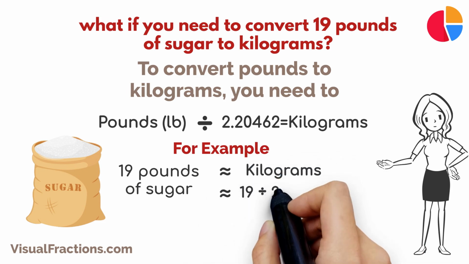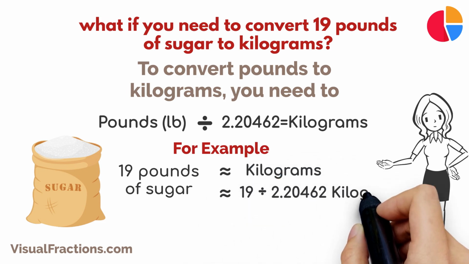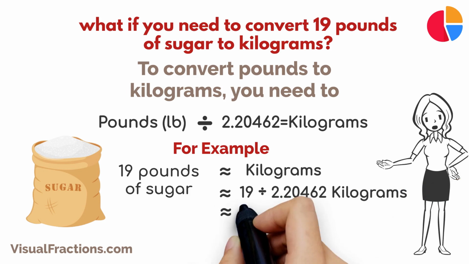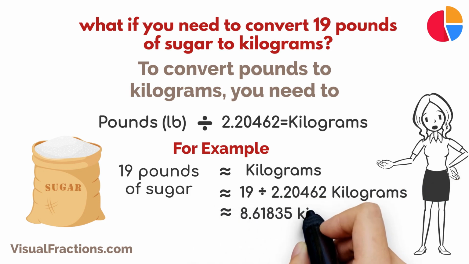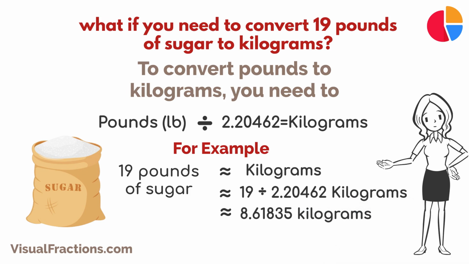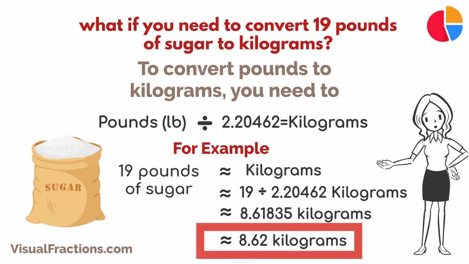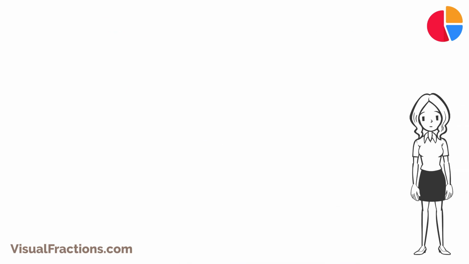We start by dividing 19 by 2.20462. This gives us approximately 8.61835 kilograms. But wait, we should round this number to the nearest hundredth, so our final answer is approximately 8.62 kilograms. And there you have it.